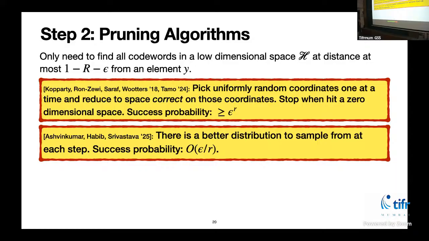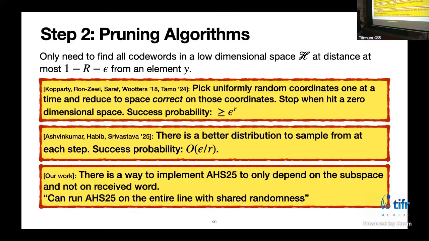So why is this interesting for us? In our work, we show that there is a way to implement this algorithm to only depend on the subspace, forgetting about the received word. It's very clear to see in KSW that what you're doing is picking a random coordinate at each step. One way you could do it is saying, I will agree on this coordinate, so I'll just restrict to the space which agrees with my received codeword on this coordinate. But the problem is in line decoding, you have many different codewords.